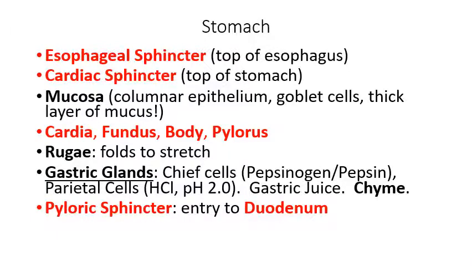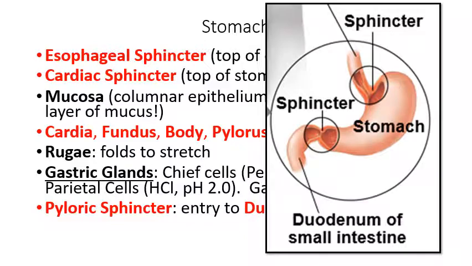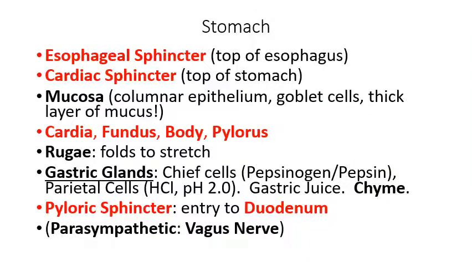Okay, so we have the gastric glands. We have the pyloric sphincter located at the bottom of the stomach, which guards and controls entry into the duodenum. So the stomach allows the food to enter the duodenum a little bit at a time so the intestine doesn't get overwhelmed. And that's controlled by the pyloric sphincter. And so there's the pyloric sphincter. There's the cardiac sphincter. And this is all controlled by the parasympathetic nervous system, by the vagus nerve.